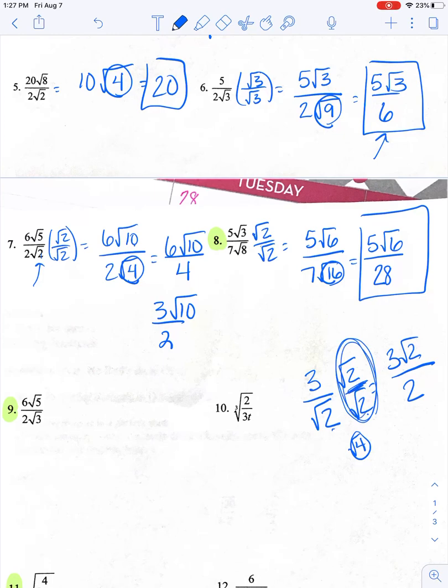So I need you to be super comfortable with multiplying it by a ratio that gives you 1. Again, that's what makes it legal. But multiplying by something that will make the denominator a perfect square. So let me just do another one real quick.